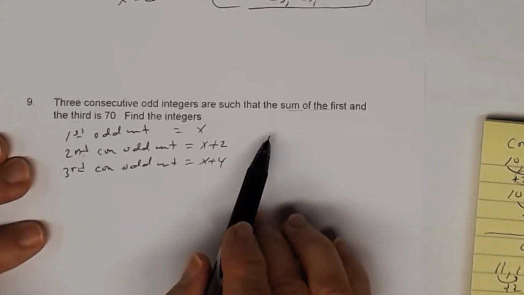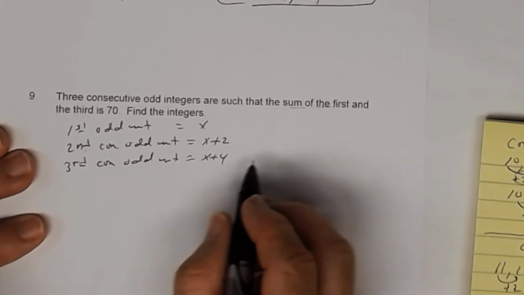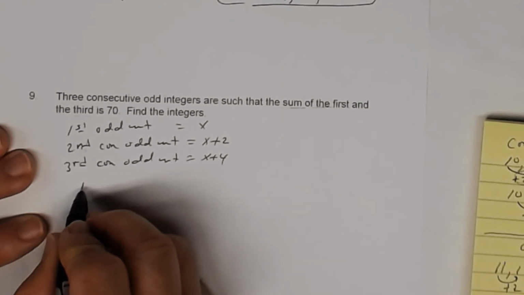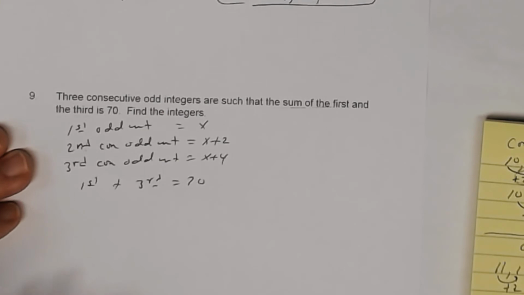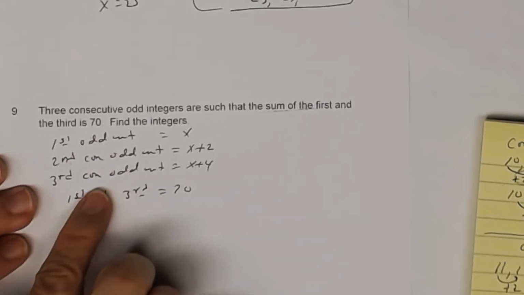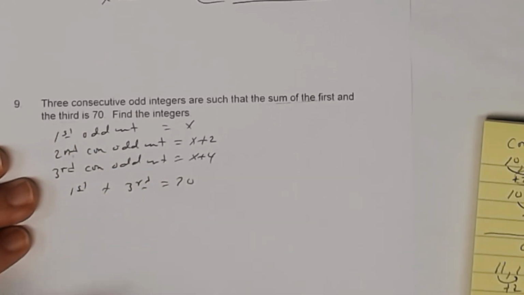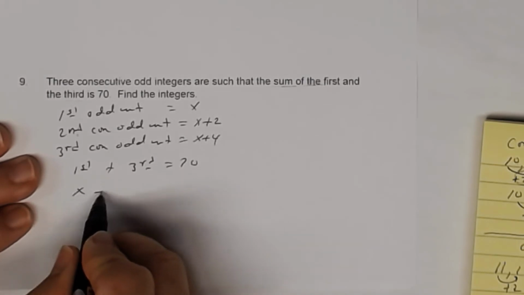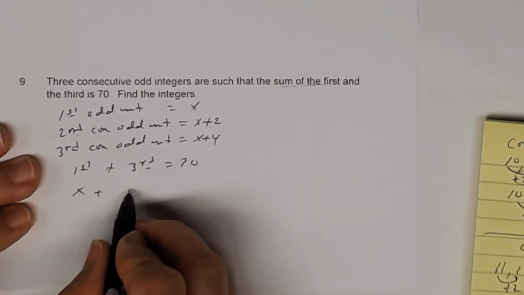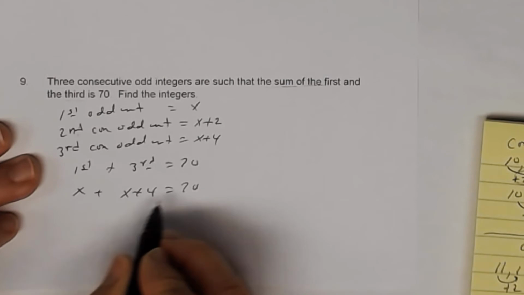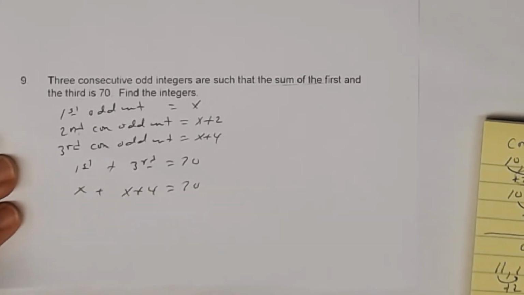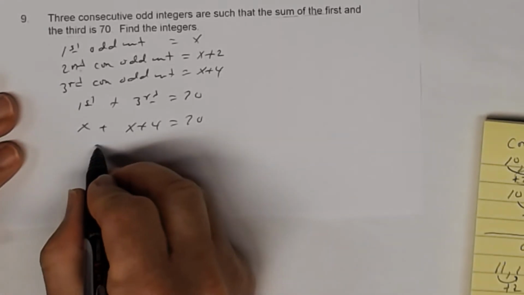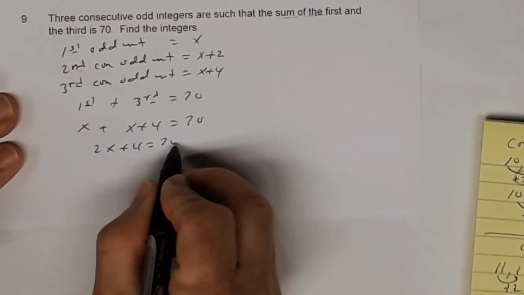Now, be careful. You're told that the sum, so you're adding, the sum of the first and third is 70. So it's not all 3, it's just the first and the third is 70. So my first is x, and my third is x plus 4. And that's 70. So there's your equation. Combine like terms, you get 2x plus 4 equals 70.